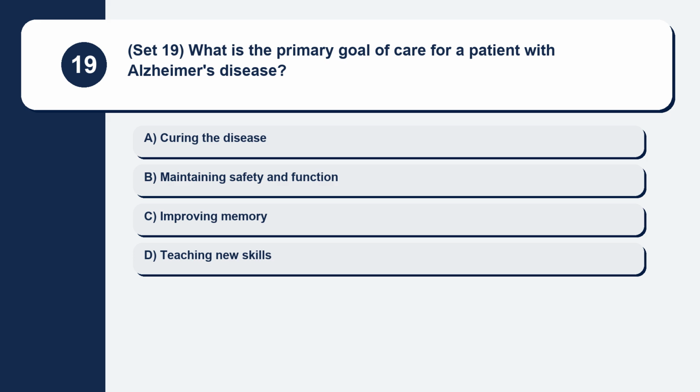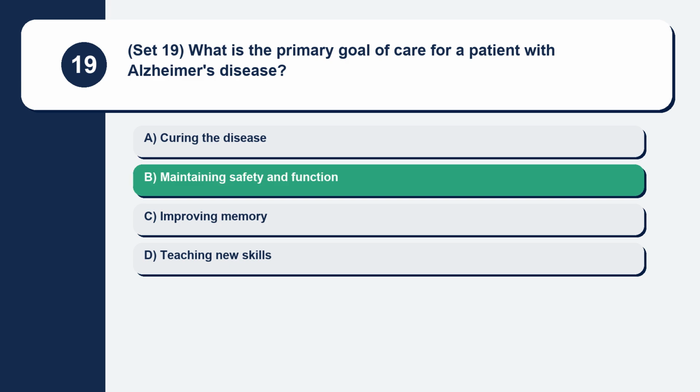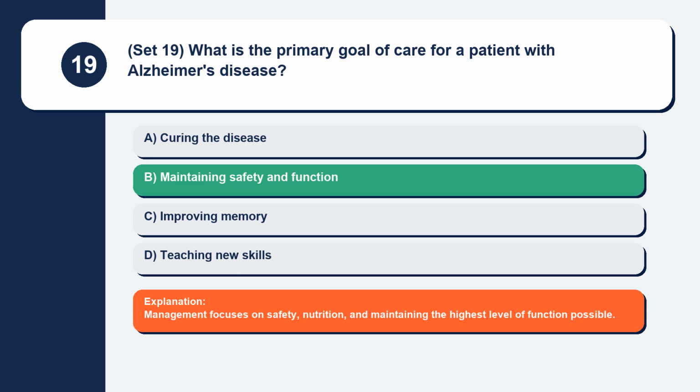Question 19. Set 19. What is the primary goal of care for a patient with Alzheimer's disease? Curing the disease, maintaining safety and function, improving memory, teaching new skills. Management focuses on safety, nutrition, and maintaining the highest level of function possible.